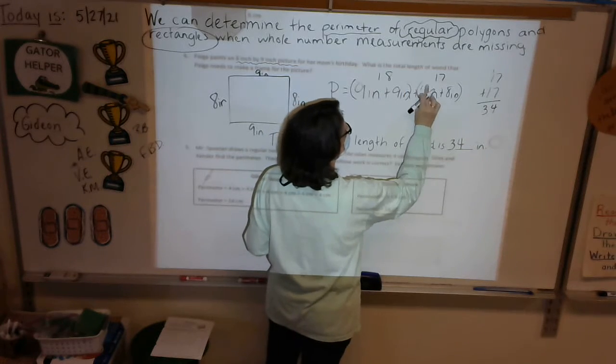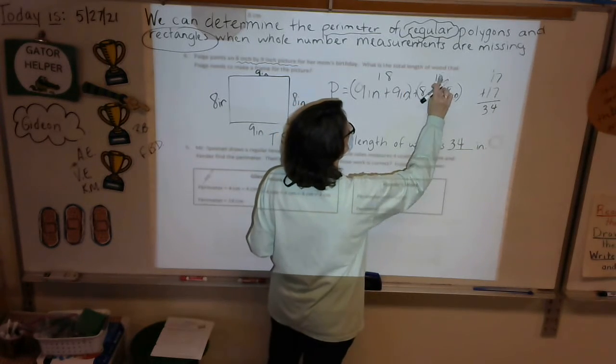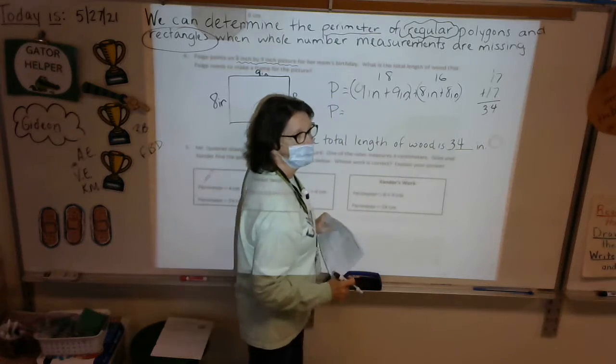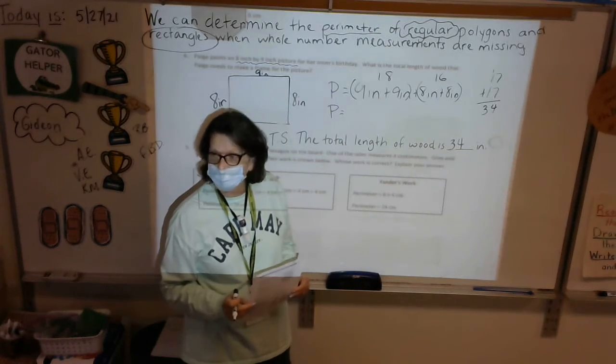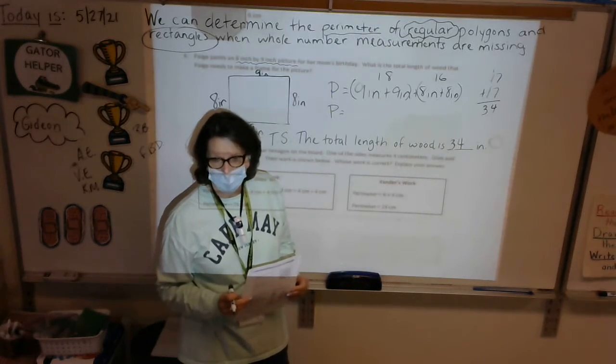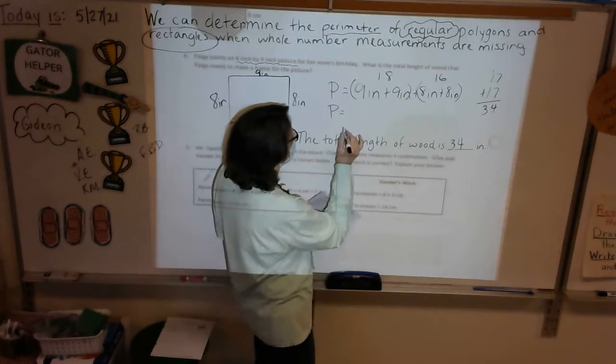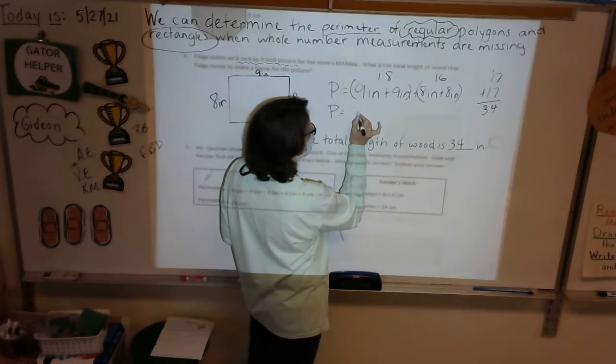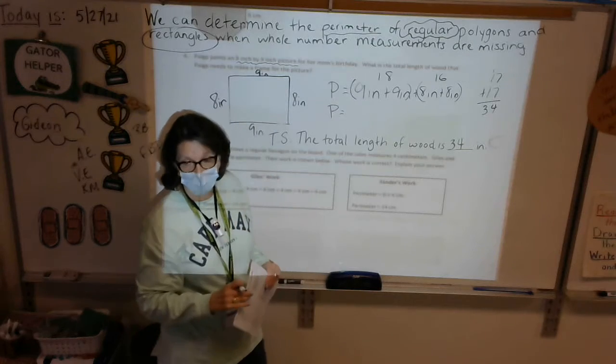And over here, you could do 8 and 8, and you would get 16, and you would still get 34. Any other number sentences that we could write? Go ahead, Lucas. Freya? 8 times 9. No, we don't want to do 8 times 9. That would be the area.